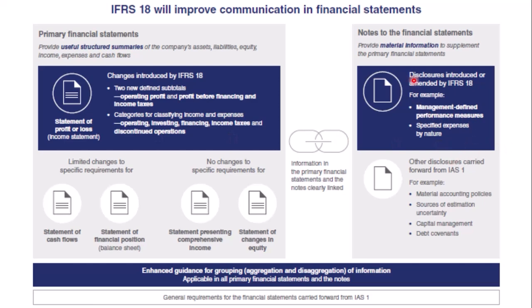So some other disclosures that are required now, I've told you before, the management defined performance measures there, and all the expenses are now specified by nature. That's a major change in the way that it gets disclosed. Other disclosures have been carried forward straight from IAS 1. Okay, the general requirements for financial statements are carried forward.